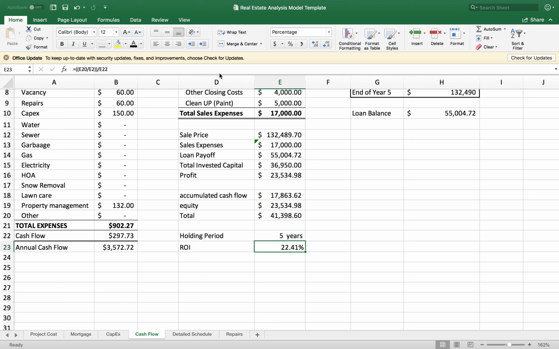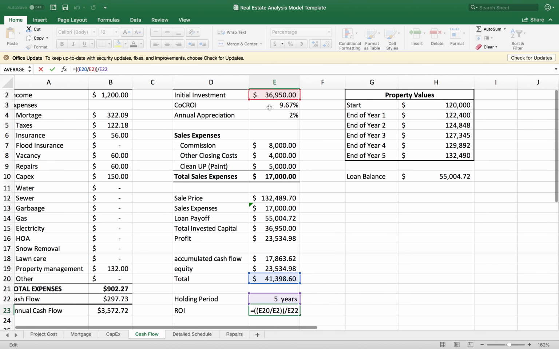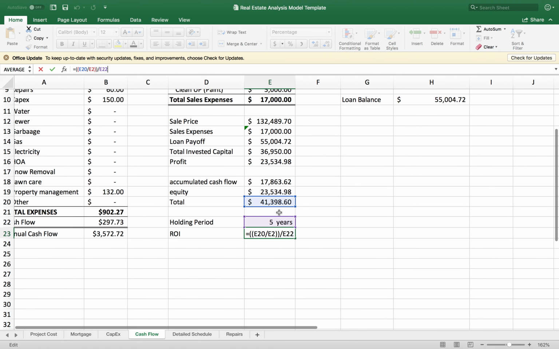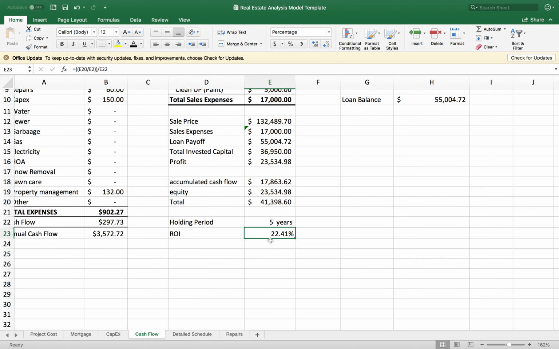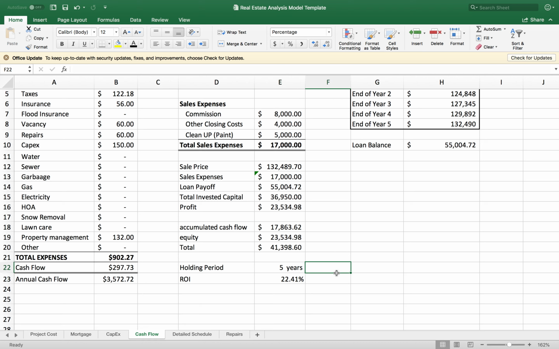The way we're going to do that is we're simply going to divide 41,398 by our initial investment. And then we're also going to divide that by the number of years that I've held the property for, as you see here with the double parentheses. That should give me 22.41% return on investment over a 5-year period.